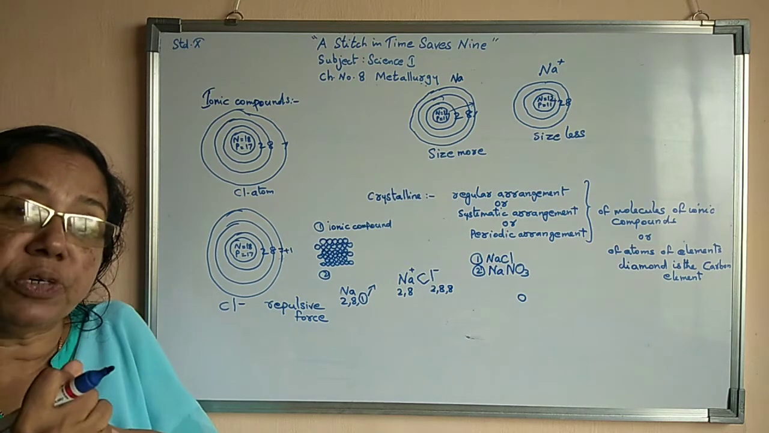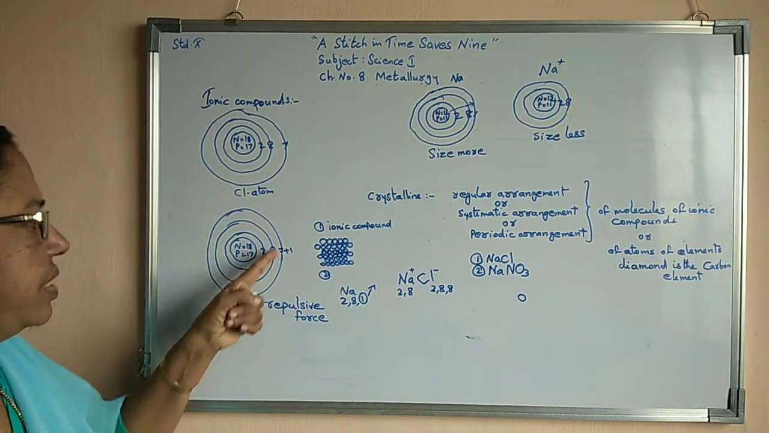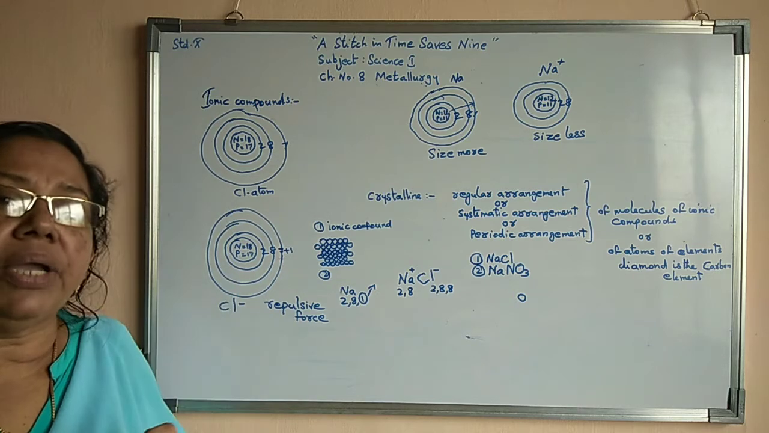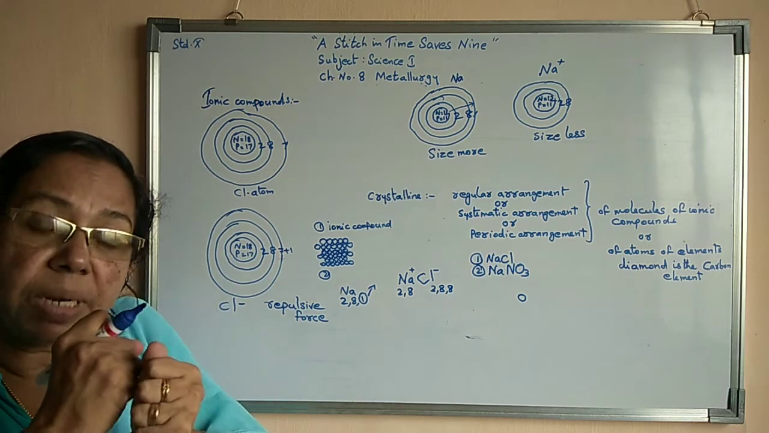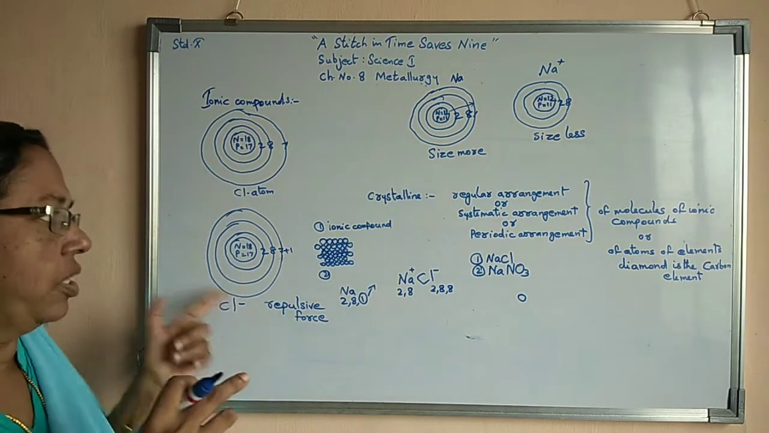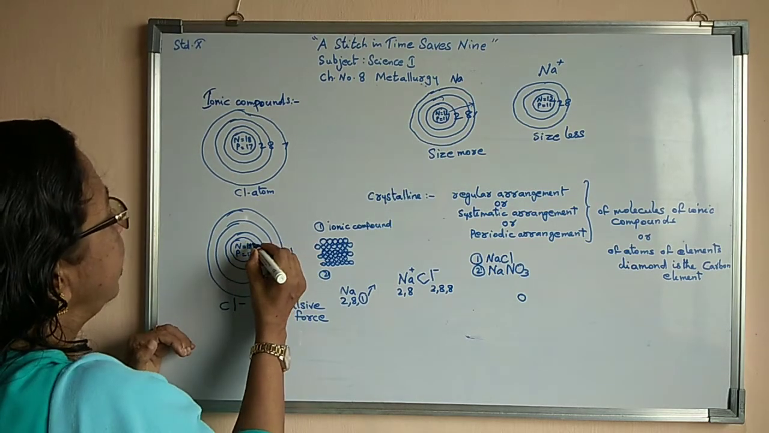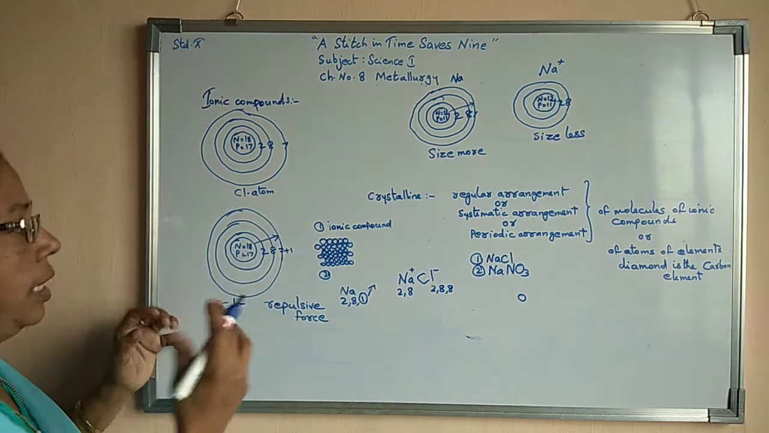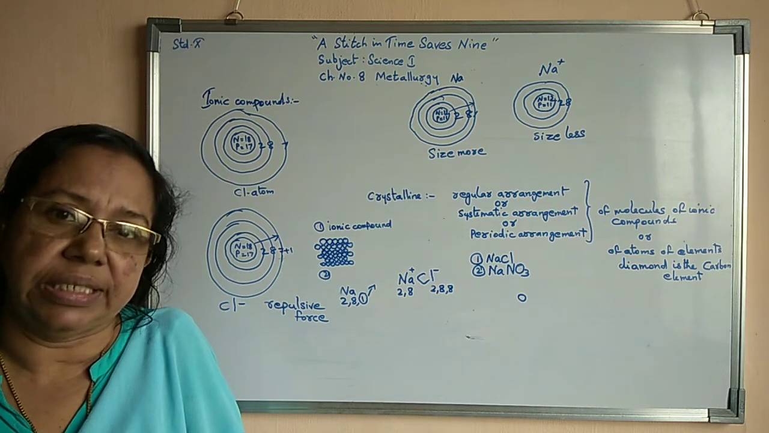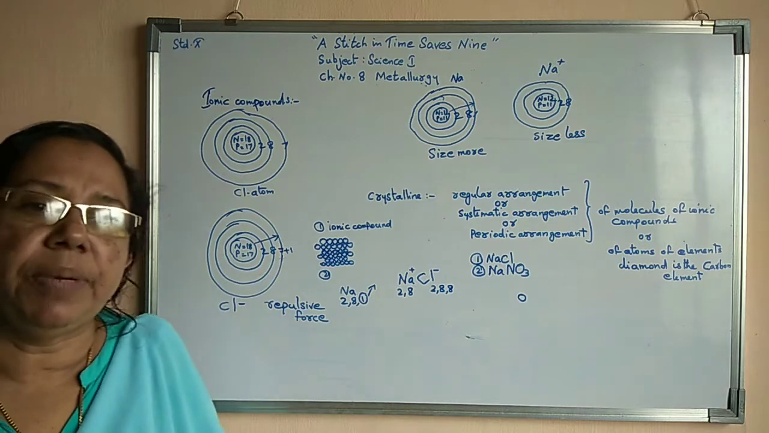Because of this repulsive force between the newly added electron and the other electrons present in the outermost orbit of the chloride ion, the size of this ion increases. As a result, the attractive force between the nucleus and the outermost orbit reduces, so the size of the chloride ion will be bigger.